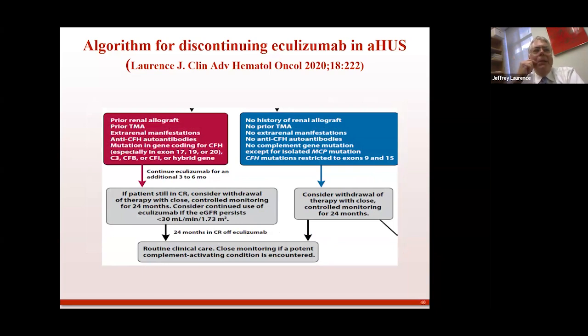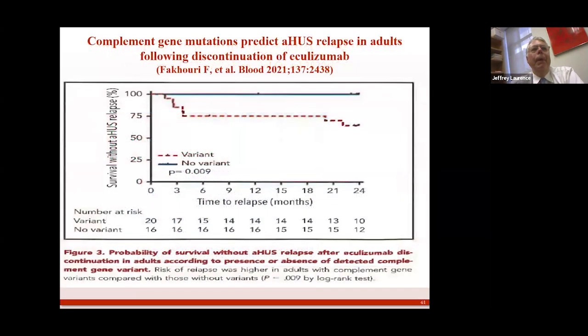If you're in the red box, you've had a prior renal allograft, you've had multiple prior TMAs, you have CNS disease, you have pathogenic mutations, we tend to treat for another 6 months, and then in consultation with the patient, consider withdrawing. But again, personally, we do not do that in the presence of a prior renal allograft.